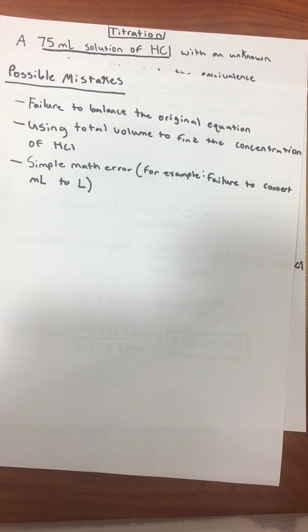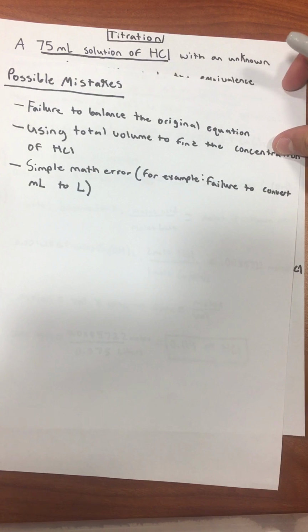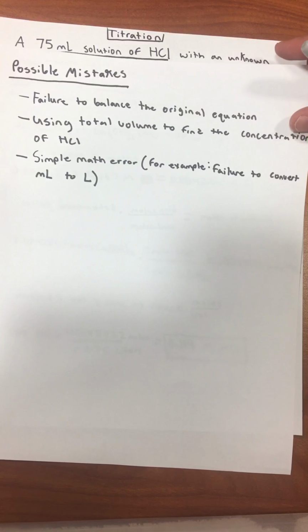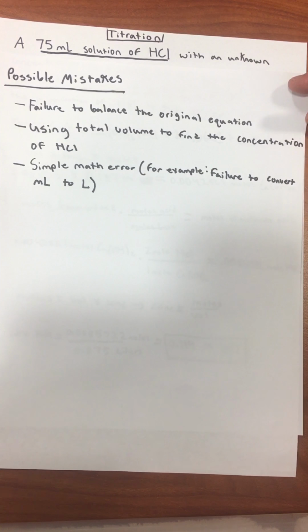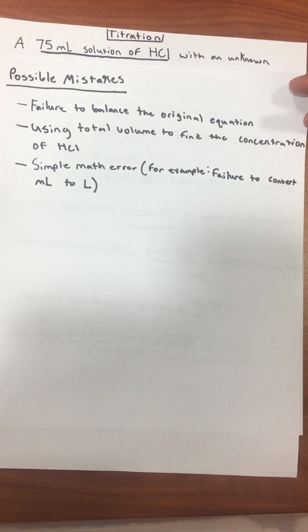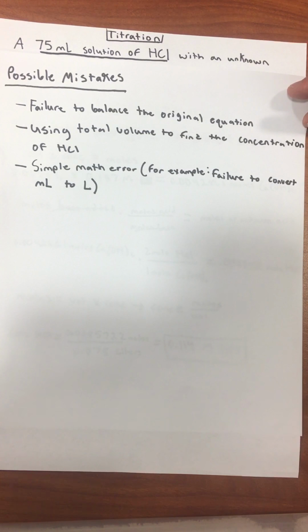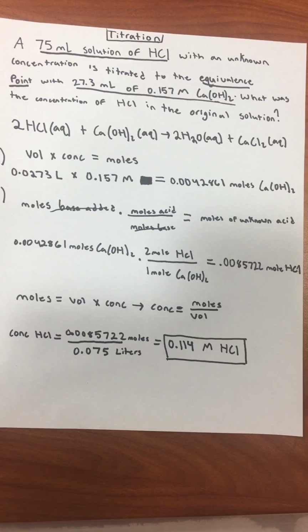Another mistake might be to use the total volume to find the concentration of HCl, like I previously mentioned, as opposed to just using the volume of HCl originally introduced. Also, failure to convert from milliliters to liters will lead to an incorrect decimal placement and an incorrect answer. And that is how you solve titration problems.